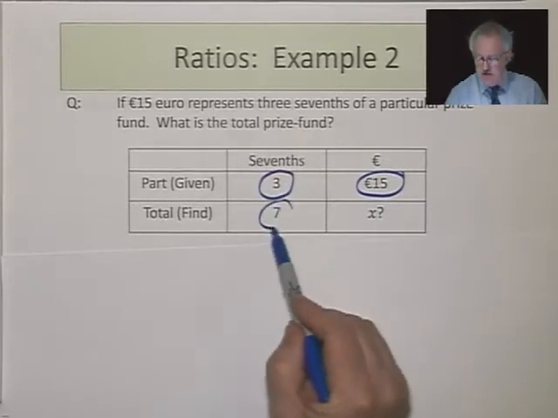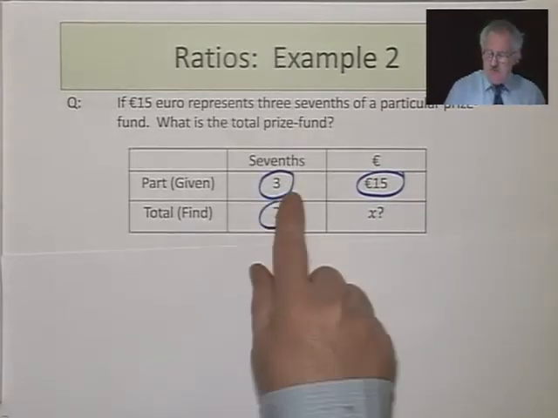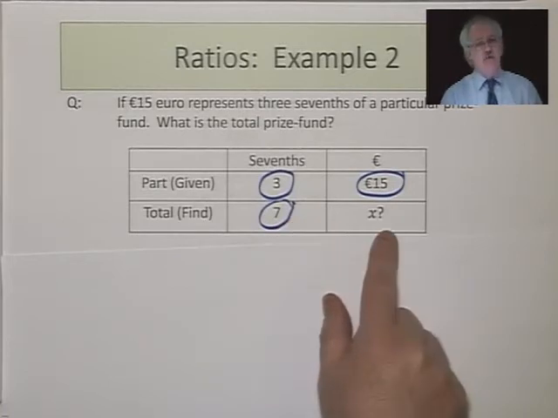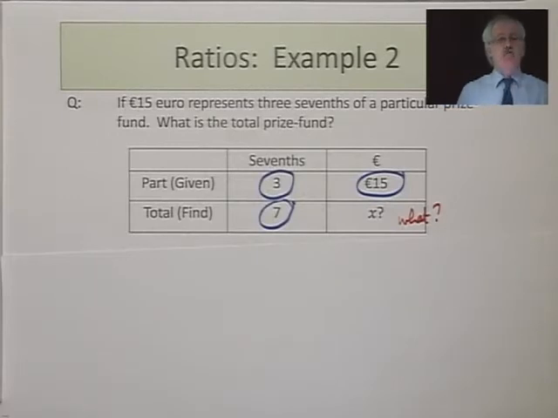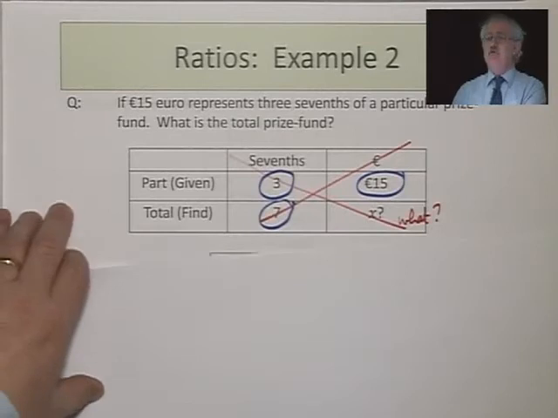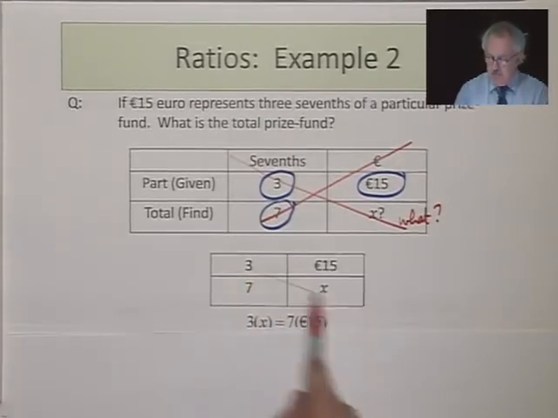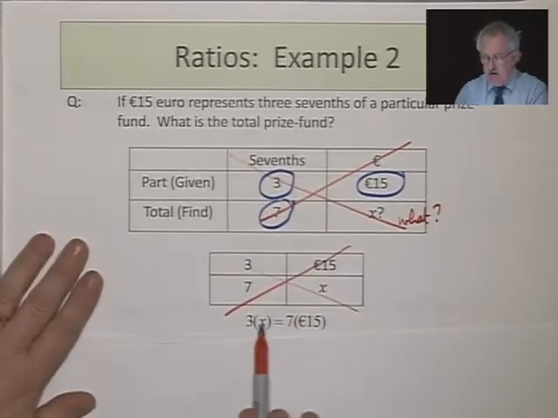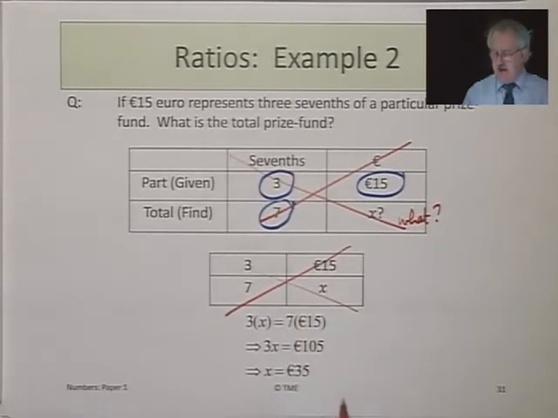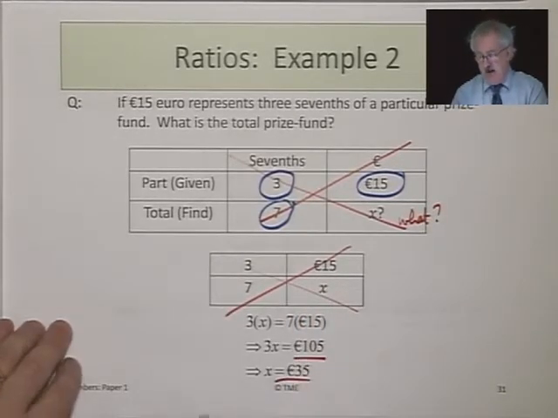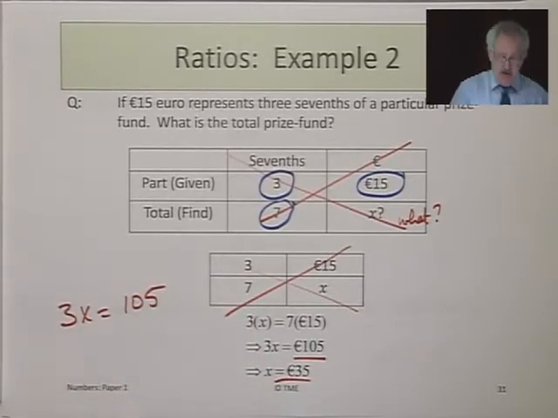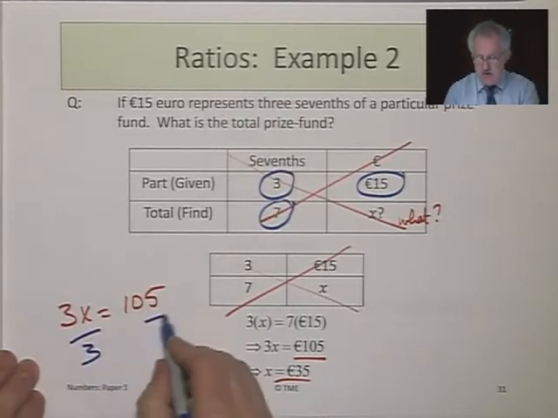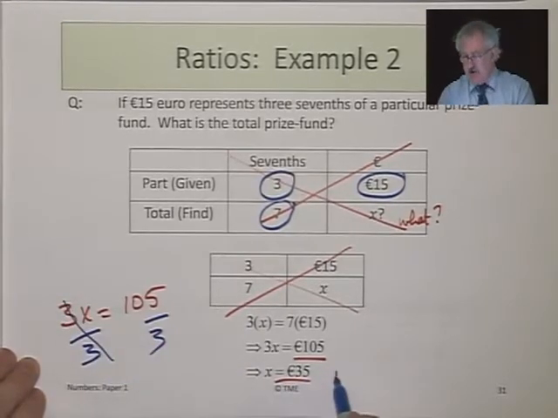So 7 is known. So really what you're saying, if 3 is 15, what's 7? And this becomes your x, the thing you're looking for. And once you've drawn them in that order, all you have to do is simply crisscross. So you say 3 times x is 7 times 15. 7 times 15 is 105. 3x is 105. And how do you solve that? That's multiplication, so divide both sides by 3. x is 35.